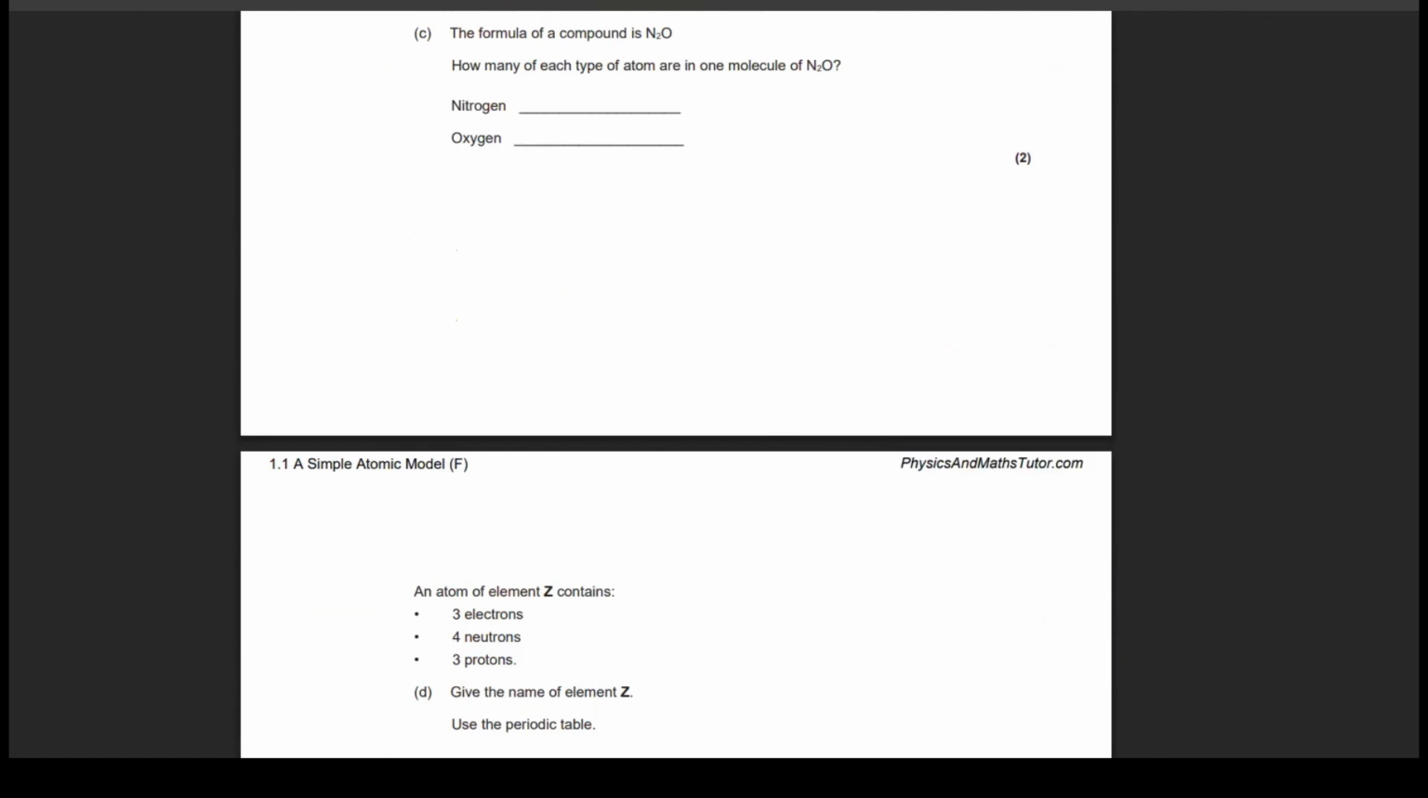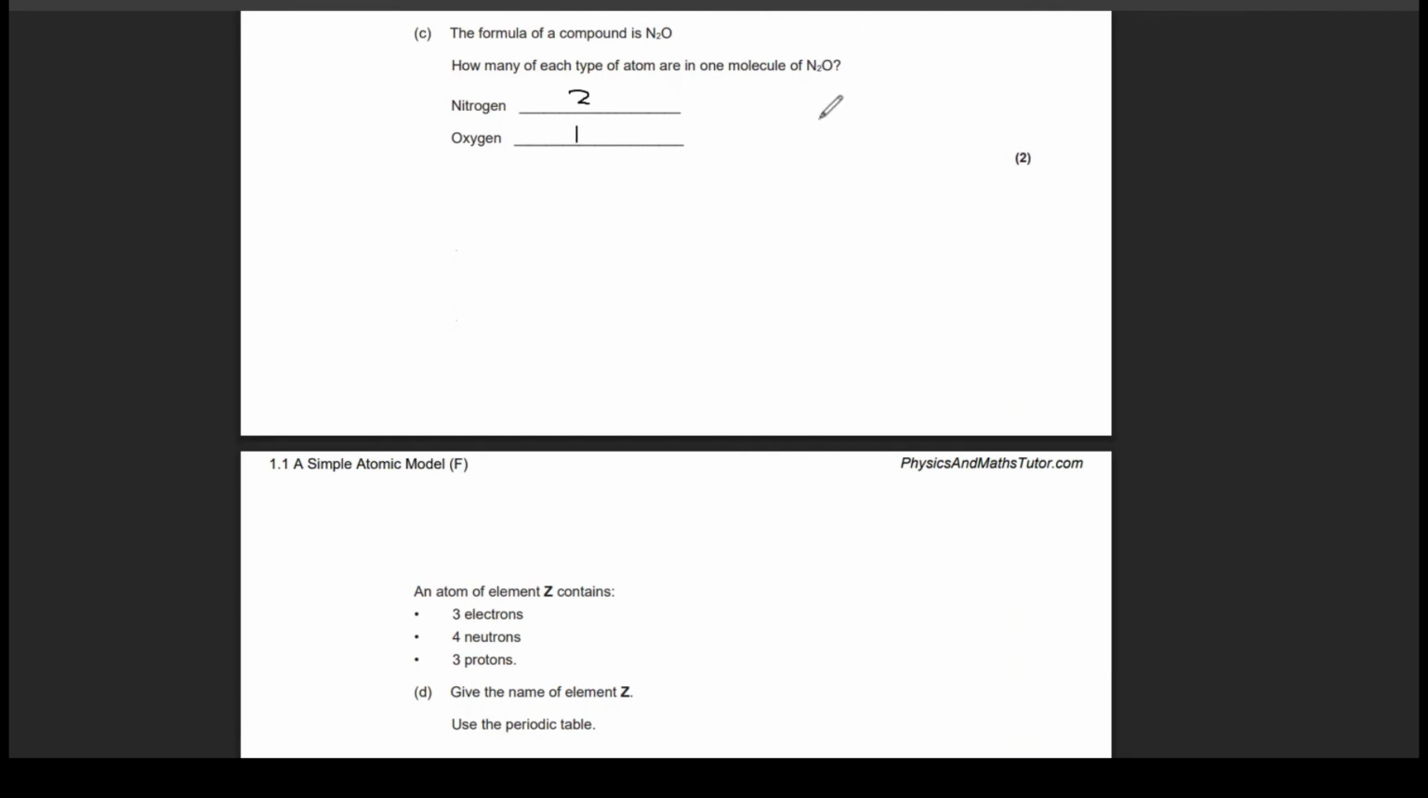So the formula of a compound is N2O. How many of each type of atom in one molecule of N2O? So how many nitrogens are there and how many oxygens? That should be dead easy for you. You can do that in your head. There's 2 nitrogens and 1 oxygen.